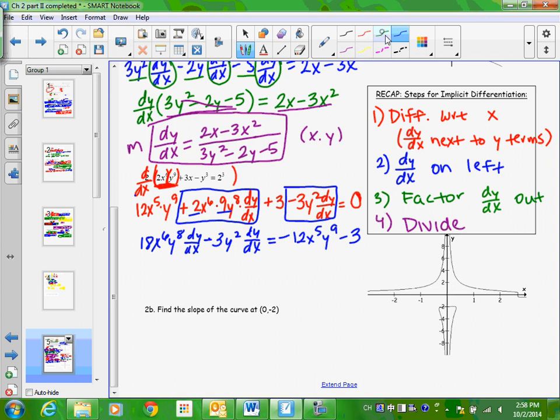Okay, my next step is to factor. So I am going to write dy over dx, and I'm going to factor 18x to the 6, y to the 8, minus 3y squared. Oh, you're fine.